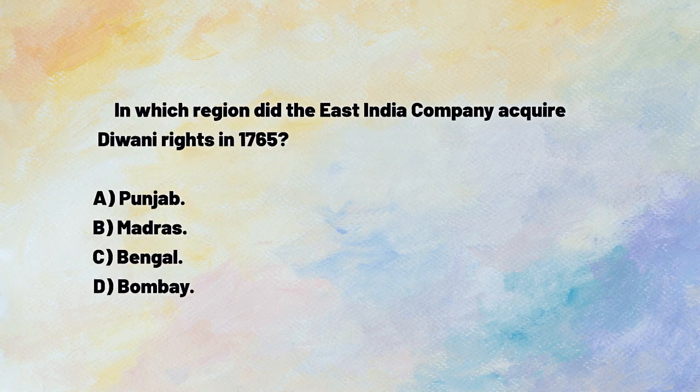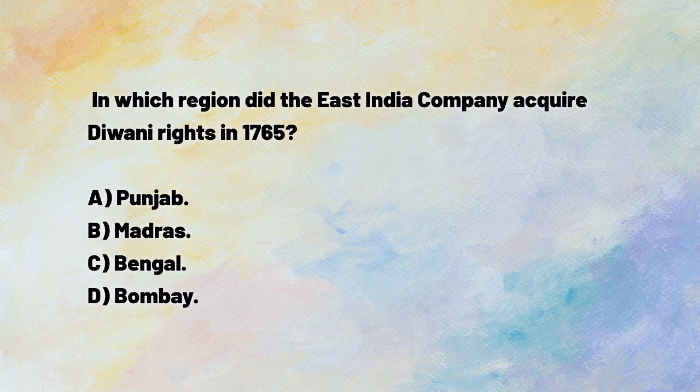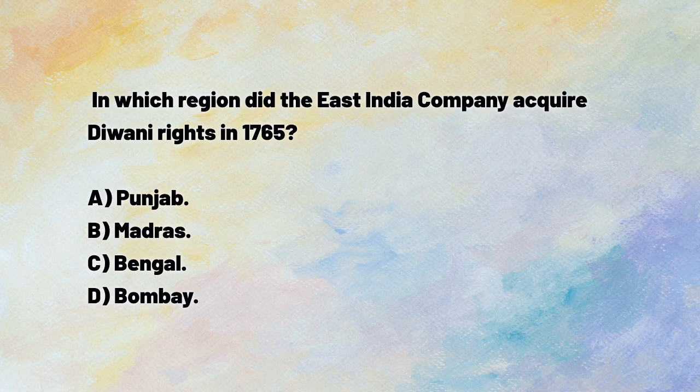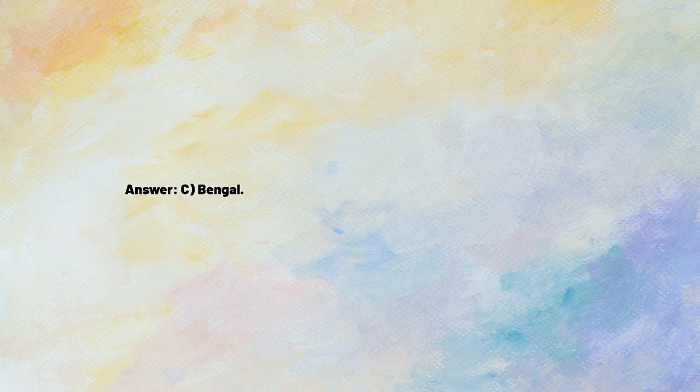Indigo. In which region did the East India Company acquire Diwani rights in 1765? A. Punjab. B. Madras. C. Bengal. D. Bombay. Answer: C.